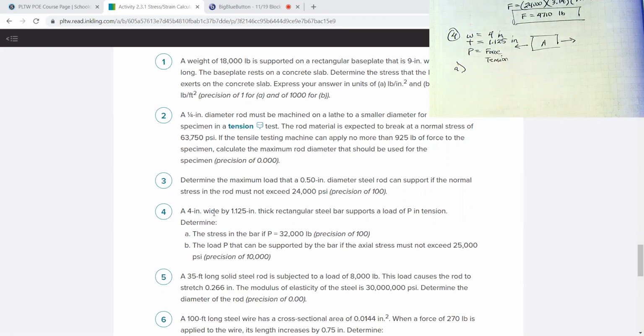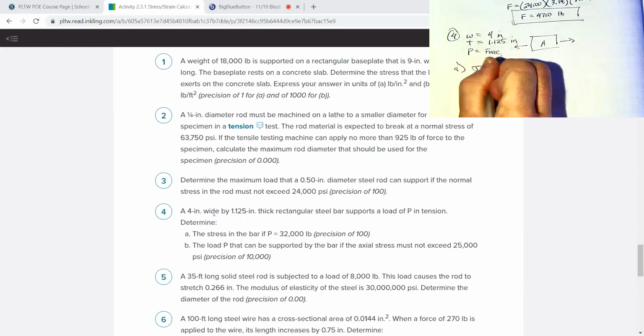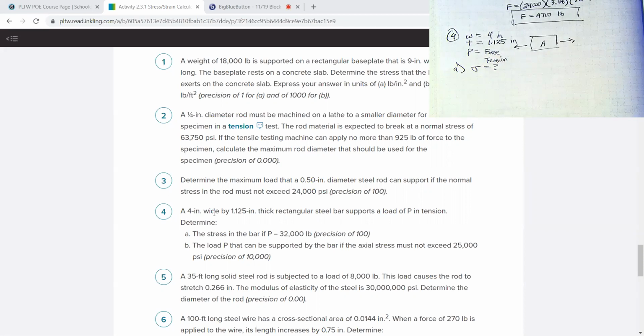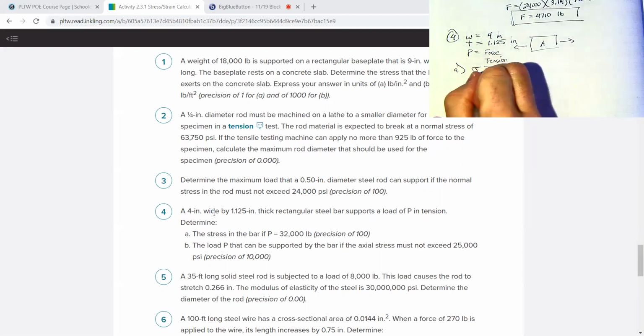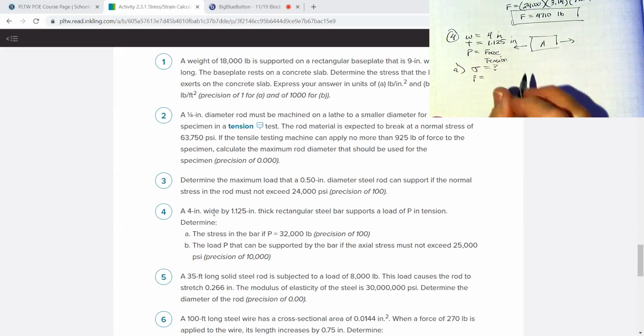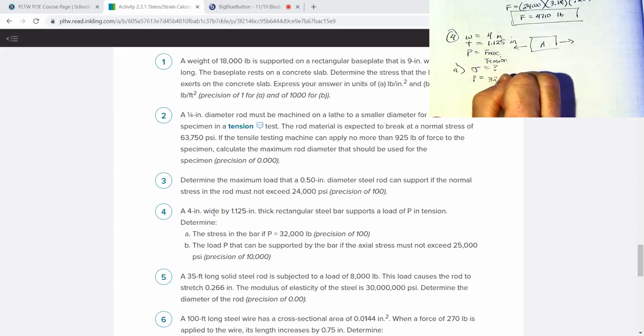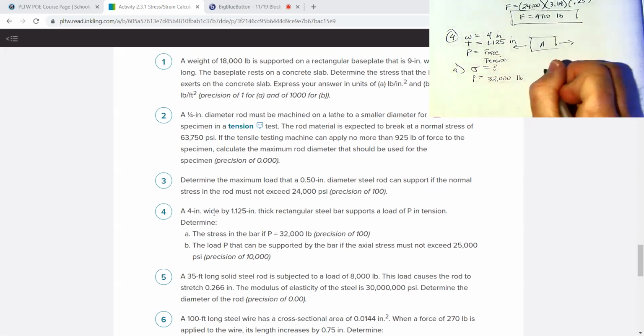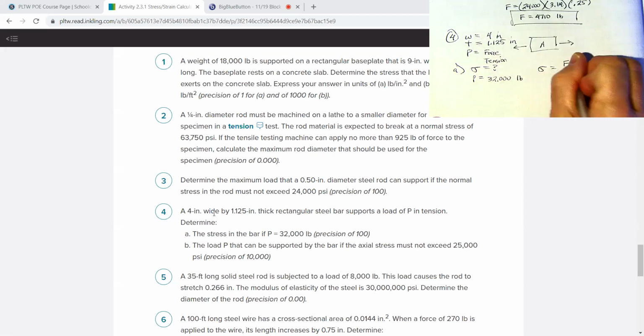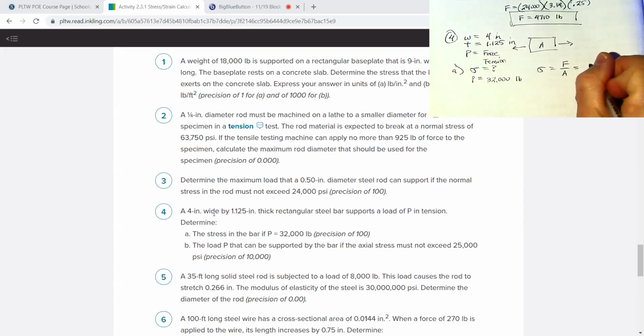Now, what's the variable for stress? Is it still sigma every time? It's sigma. Sigma equals question mark. Determine the stress if P is equal to, what does it say, 32,000? 32,000 pounds. Okay, and is it the same equation? Sigma equals force over area. And this time, we're trying to solve for sigma, right? And the force is going to be 32,000. Can you see this on your screen?